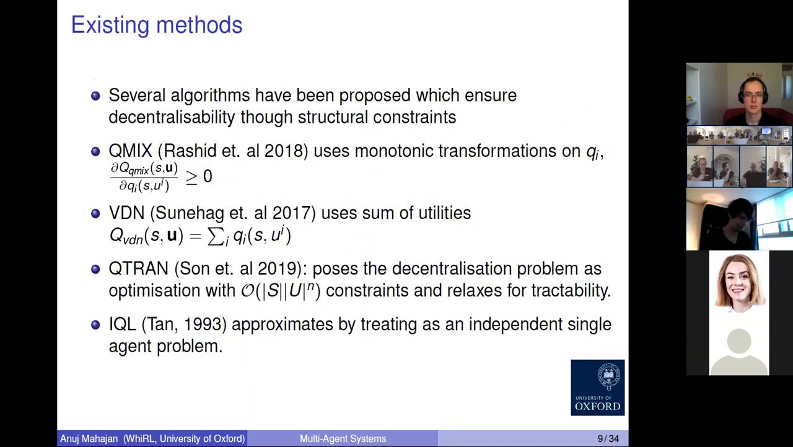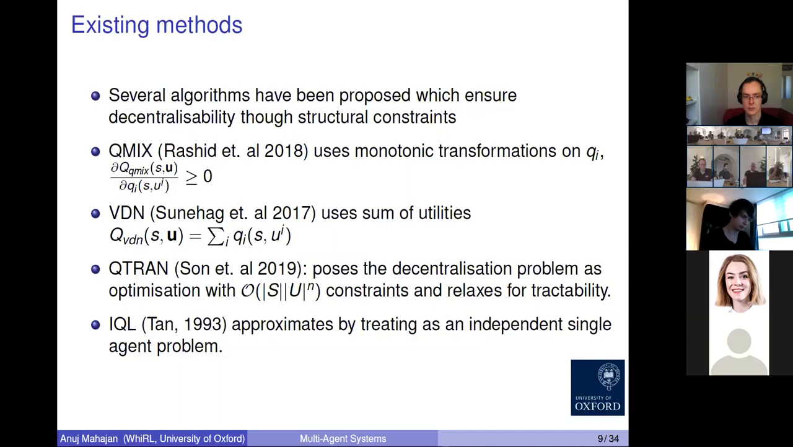Right, so as I was saying, there have been multiple methods previously which try to attain this decentralizable argmax, which we discussed before. And typically, they do so by coming up with constraints over the class of the action value functions which they learn. So works like QMIX and VDN, value decomposition networks, try to use certain constraints on the value functions. For QMIX, it's just the partial derivative of the total joint action values with respect to individual utilities, which is ensured to be positive. VDN is even more constraining in the sense that they model the joint action values just as a sum of utilities across the agents. So as you can see, once you make the hypothesis class of your action values smaller and smaller, it becomes easier to learn in the multi-agent problem. And this is precisely what these algorithms try to achieve.